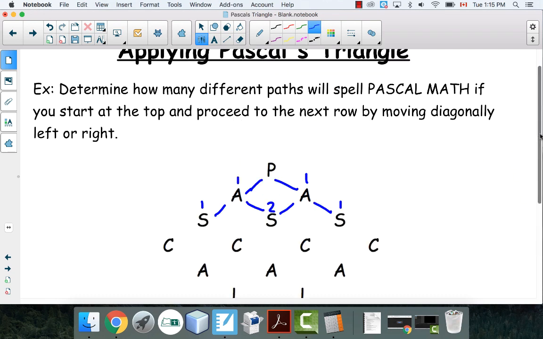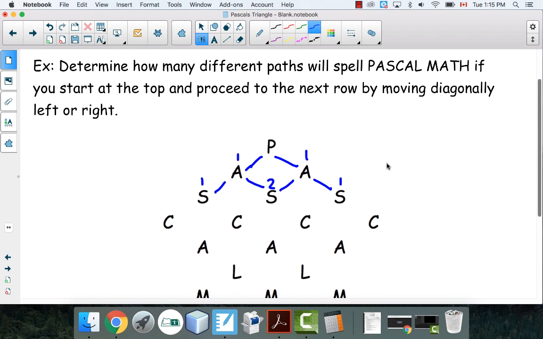Oops, I went a bit too far. Okay, let's keep going. So these are all going to connect. And the outer one's pretty easy. It's only one way to get to this C, one way to get to this C. This C right here, I have one pathway coming out of the S, and I actually have 2 pathways coming out of this S right here. So 1 plus 2 gives me 3 ways I can get to this C right here.